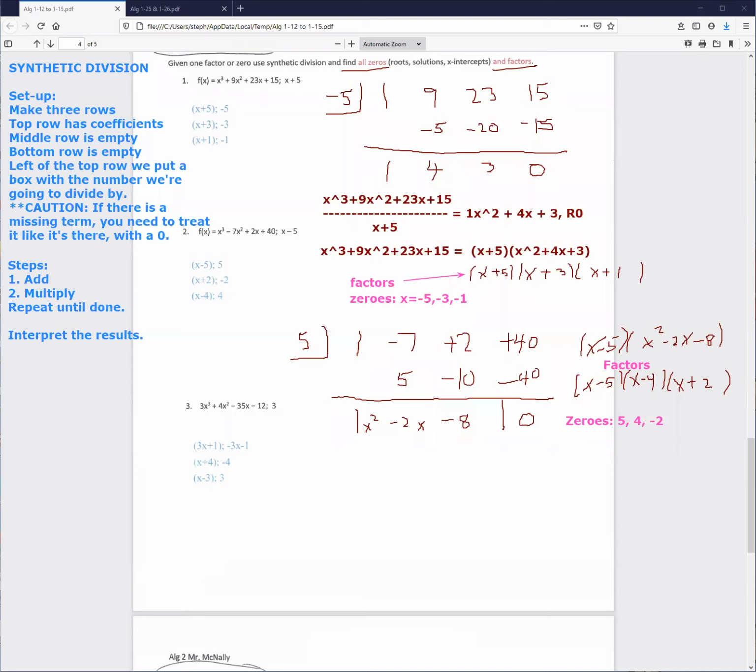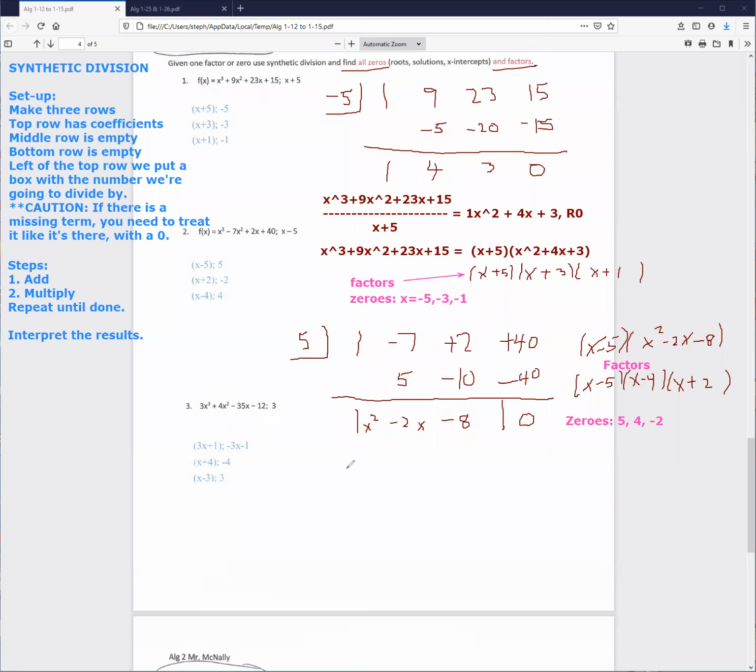We've got one more on this page. 3x cubed plus 4x squared minus 35x minus 12, and it just says 3. Now, I don't know what they mean by 3, but I'm going to assume that they're telling us that 3 is a solution, and therefore we should be dividing by x minus 3.